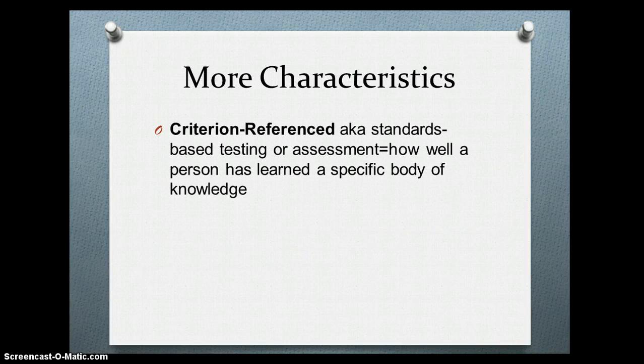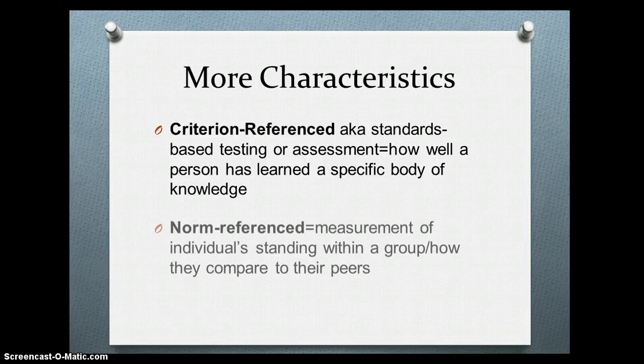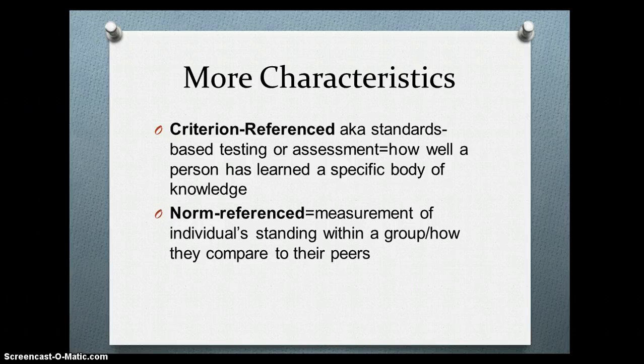More characteristics. Typically a formal assessment can either be criterion referenced or norm referenced. When it is criterion referenced, it is based on how the student performed on the standards themselves, so how well they've learned a specific body of knowledge. When it's norm referenced, it's based on the individual's standing in comparison to their peer group.